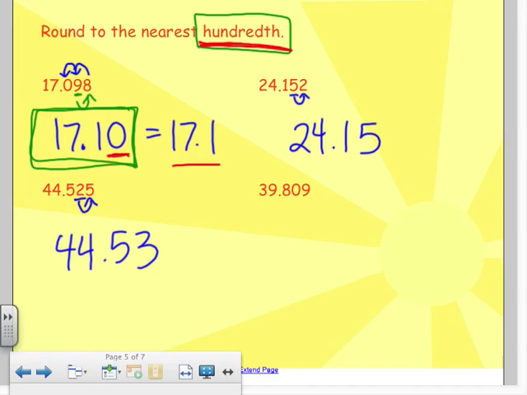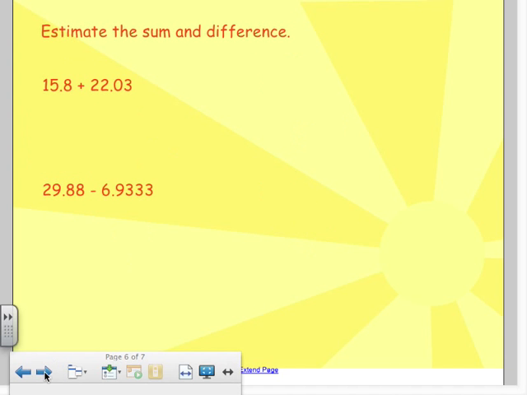In my last example, I have a 0 with a 9 in the thousandths place. Again, that's going to round it up to 39.81. So you notice for all of them, since I'm going to the hundredths place, all of them go to the hundredths place. So be sure you go to the place value that you are rounding to. So that's how rounding works. And it can be pretty helpful when you're talking about estimating, okay?